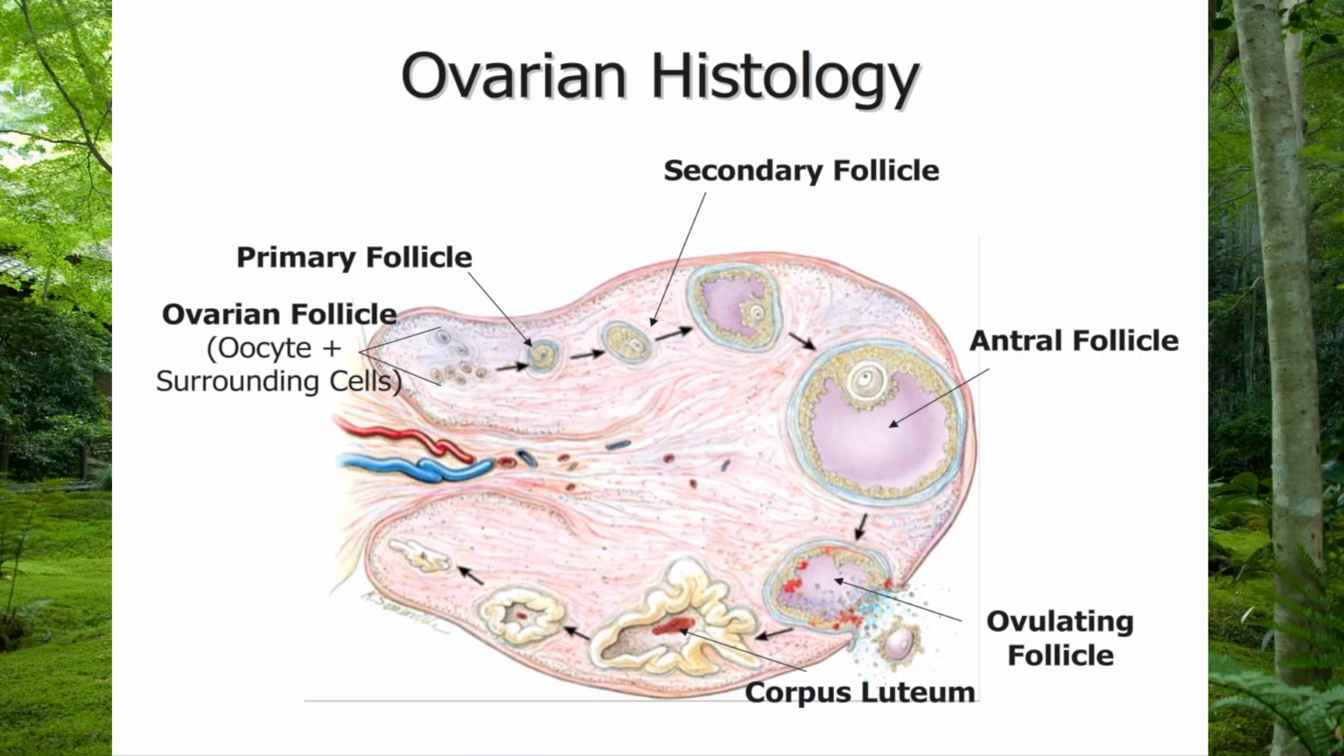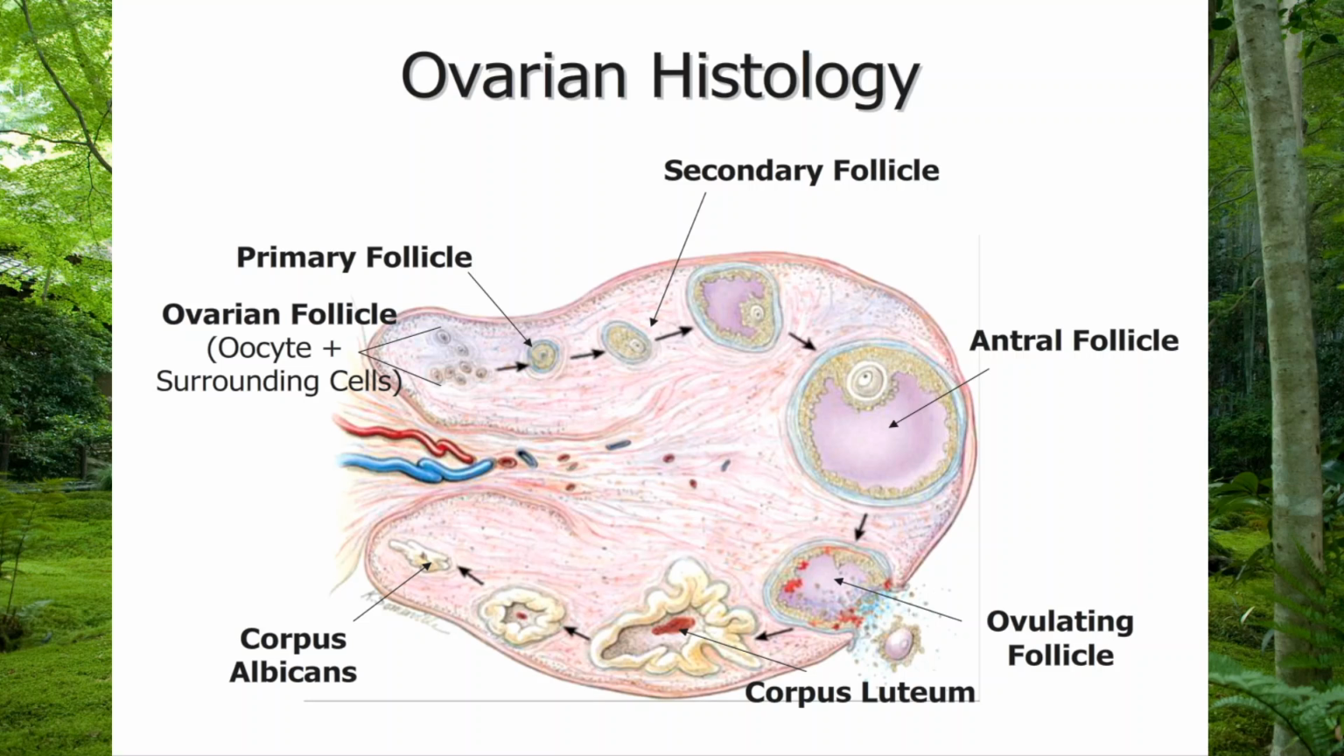Now, if fertilization does not occur, that corpus luteum will eventually break down or degrade into something called the corpus albicans, or white body. The corpus albicans no longer secretes progesterone, and without progesterone, the uterine lining is going to start breaking down through the process of menstruation.